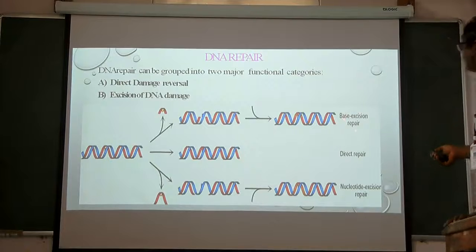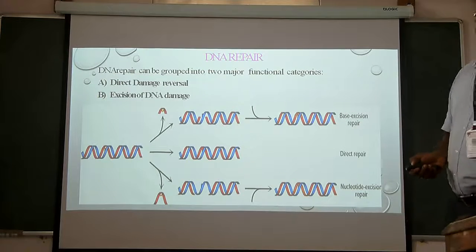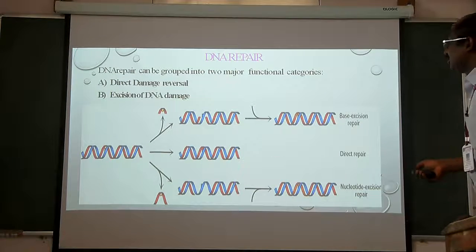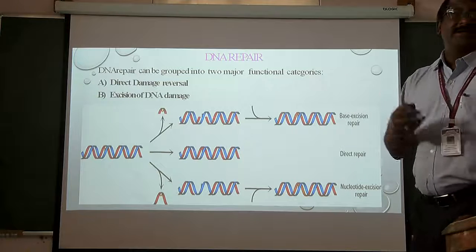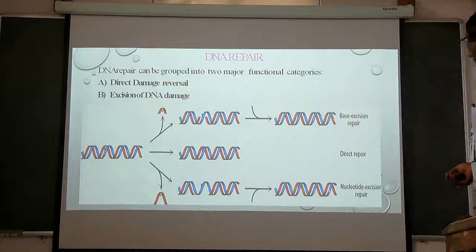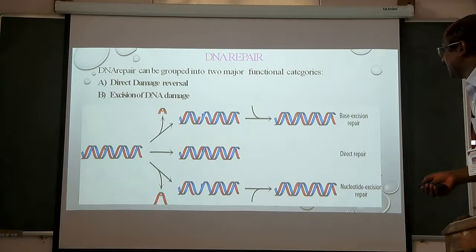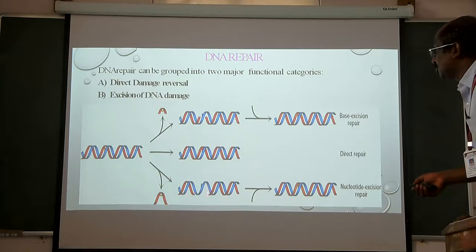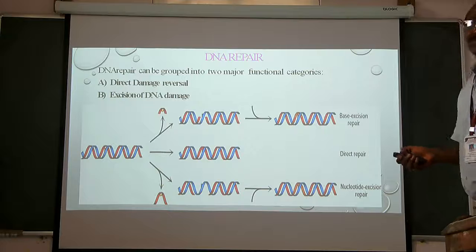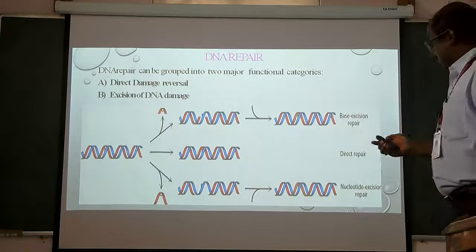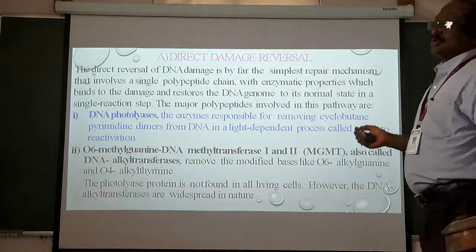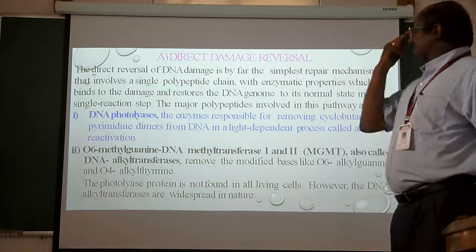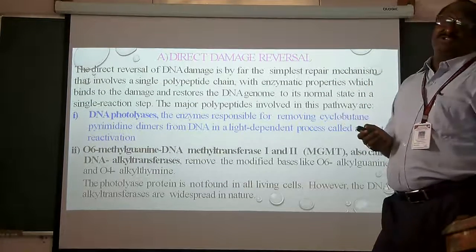So this is the base excision repair. The next you can see is the direct repair. So during the formation of DNA, the DNA is directly repaired. And the third you can see, the nucleotide excision repair. You can see this is the repair mechanism where the nucleotide excision takes place, the base pair has been damaged and it has been repaired. So this is the nucleotide excision repair mechanism. Now the direct repair damage reversals.